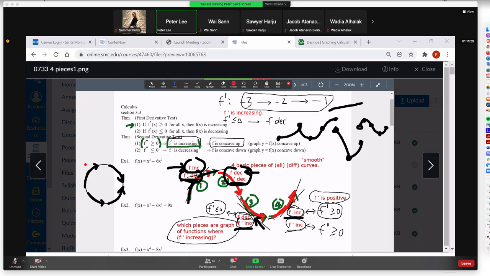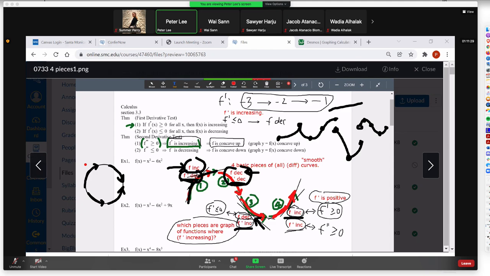When it says right turn, it's actually concave down. That means f double prime is what? f double prime is negative. That's the same as saying f prime is what? f prime is decreasing. That's this part. And now the other part here, what happens here? We are now making a left turn. If it's a left turn, that means f double prime is positive, and f prime is increasing.